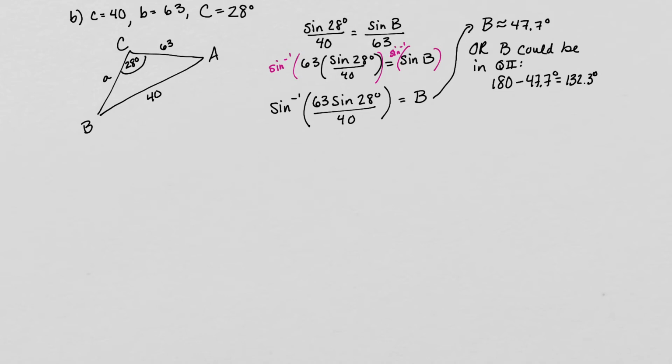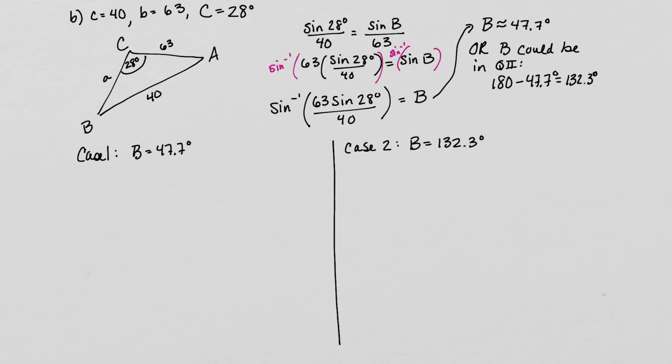No problem. So we are going to have two different cases that we have to look at. Case 1, we're going to look at B being equal to 47.7 degrees. Case 2, we're going to look at B being equal to 132.3 degrees. Right? So we actually are going to potentially get two answers here.